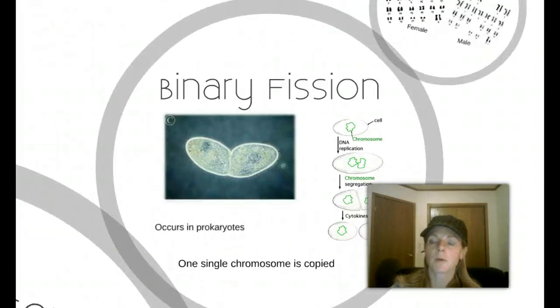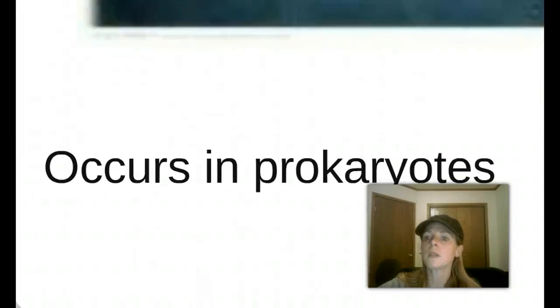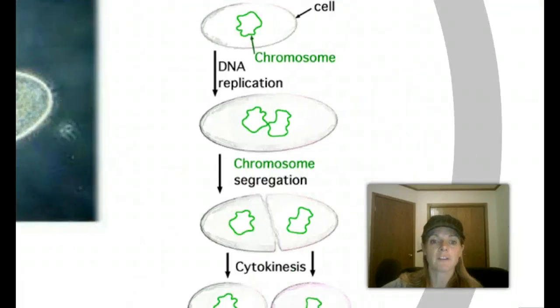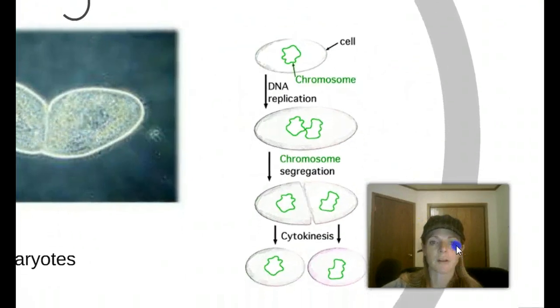Okay, but sometimes we don't always have sexual reproduction. Sometimes we just have asexual reproduction where you have budding. But one of the types of reproduction is binary fission. Binary fission occurs only in prokaryotes. It's a very basic form of cell reproduction. Okay, one single chromosome is copied. Pretty easy, right? So binary fission, when we talk about this, I'm going to show you this picture here, takes about 15 minutes to do. Interesting, right? So you get a completely new organism in 15 minutes. That's pretty fast. All right, kind of like fast food.